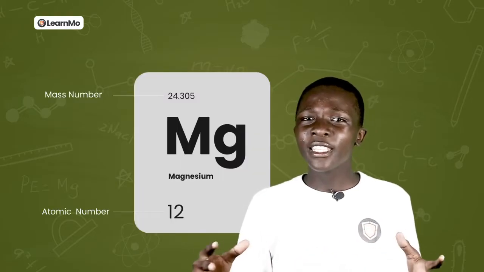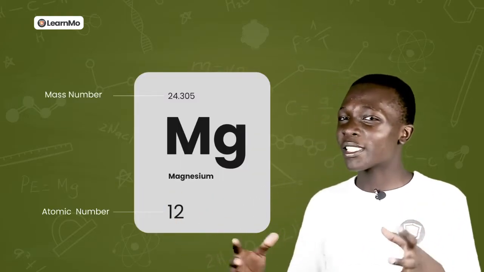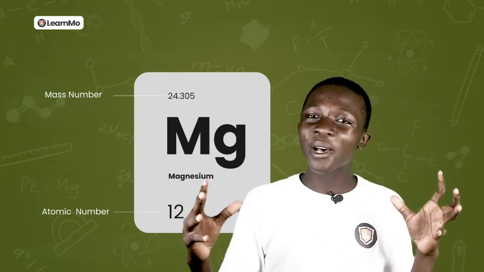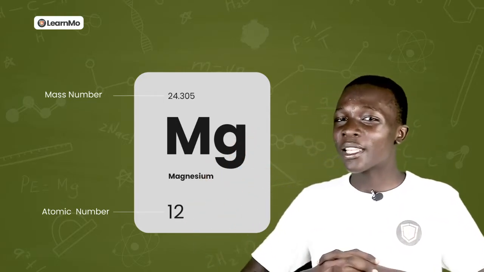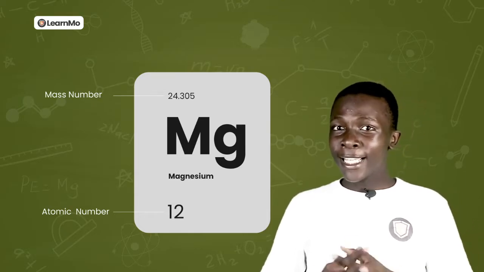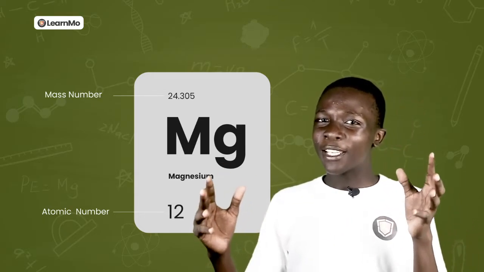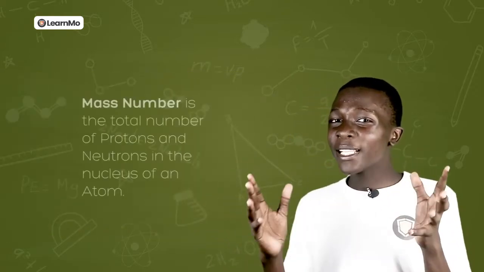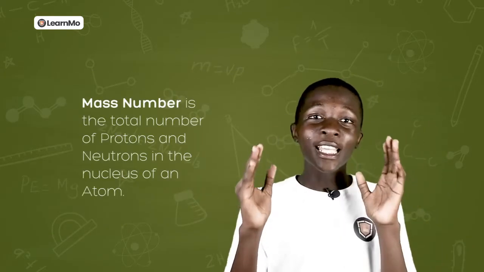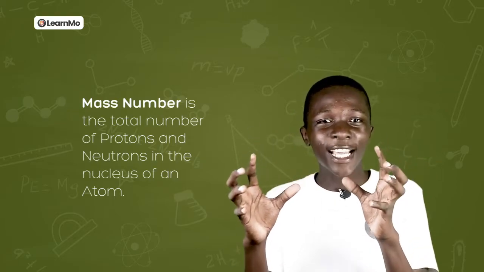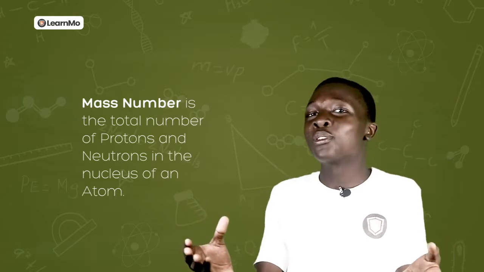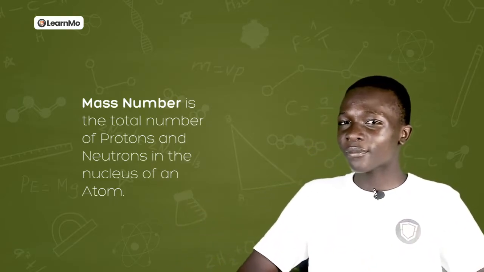Well, take a look at magnesium. This right here is what we call the chemical symbol. The number on top is called the mass number, while the number that is down is called the atomic number. Let's now understand the meaning of the terms atomic number and mass number. Mass number is the total number of protons and neutrons in the nucleus of an atom. Well, proton number is another term you would use instead of atomic number.